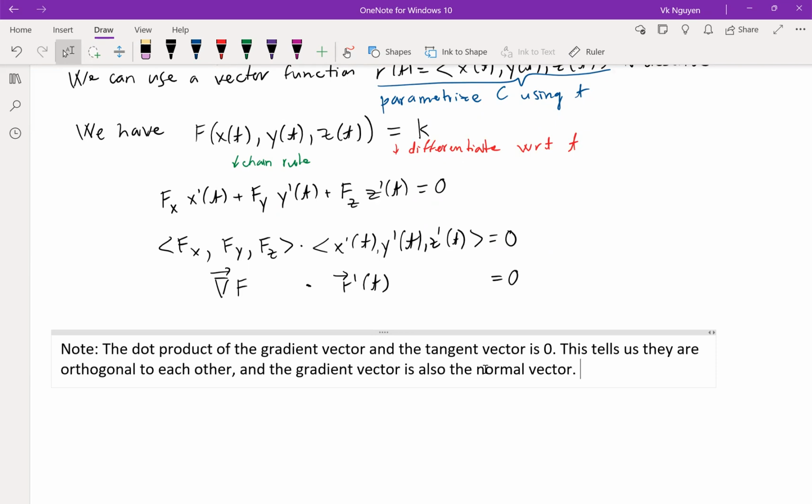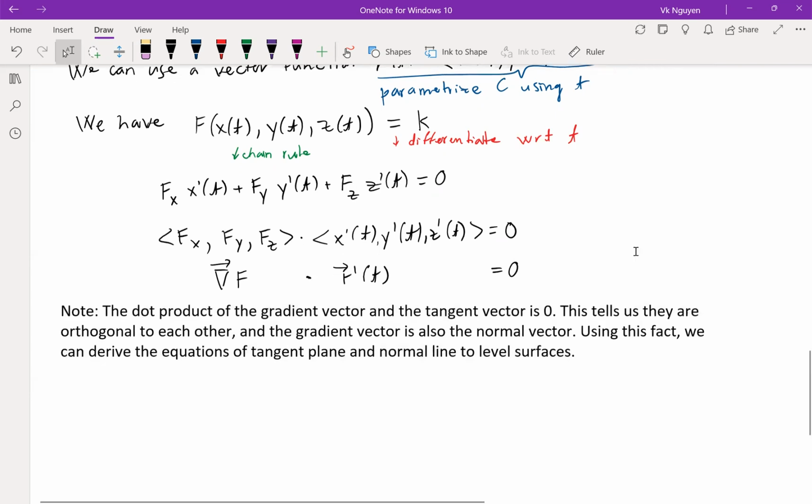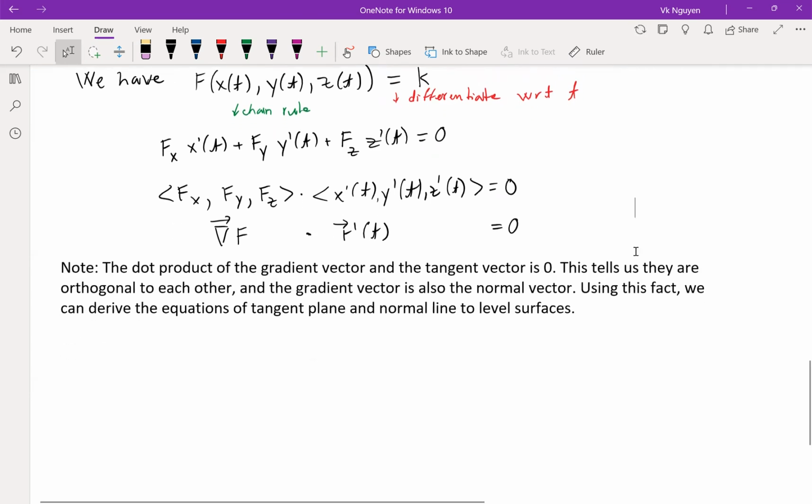And because we have the normal vector, we can have the equation of the tangent plane and the normal line. I'm going to underline this because it's very important. The gradient vector is the normal vector. So make sure you know that. That is very important in chapter 16.